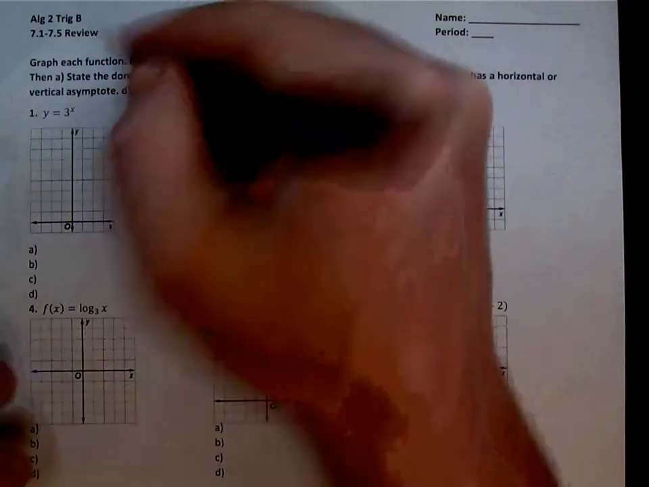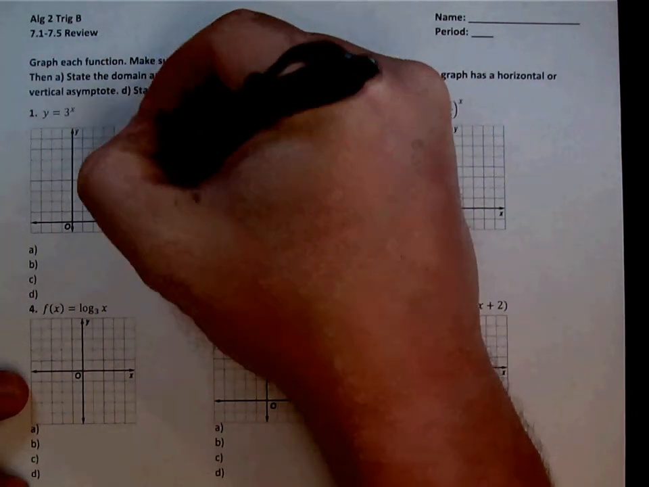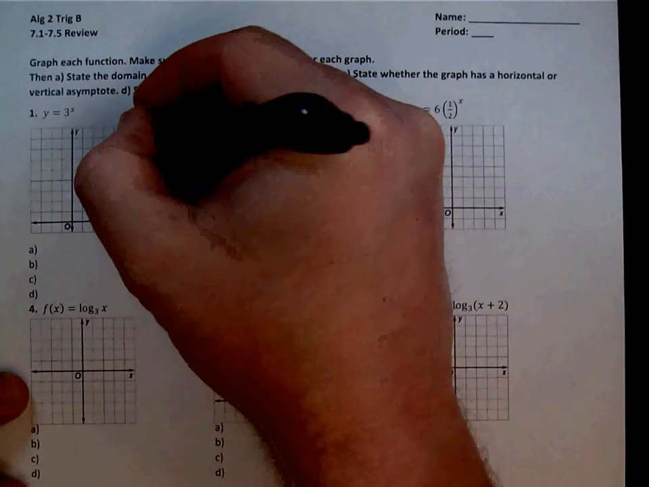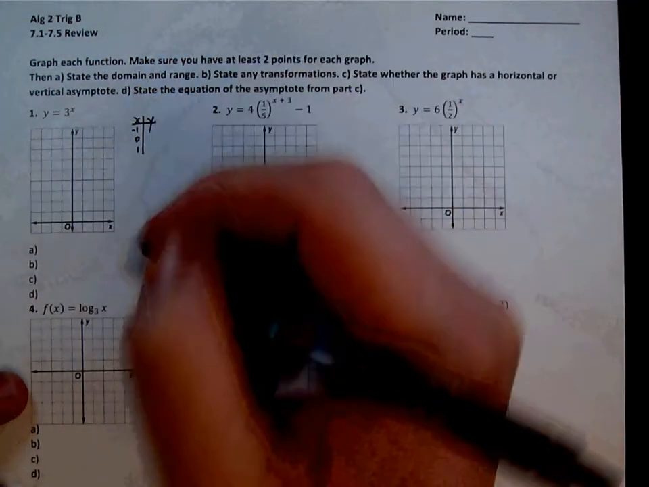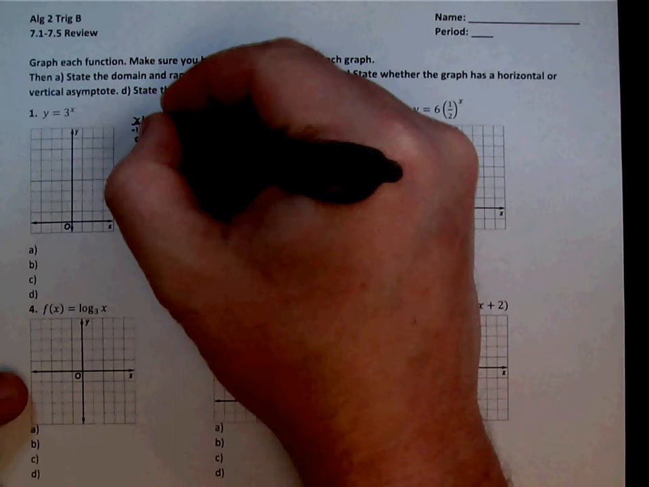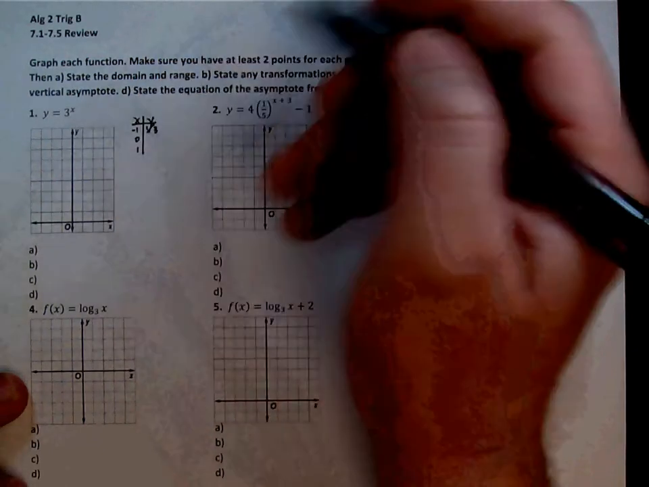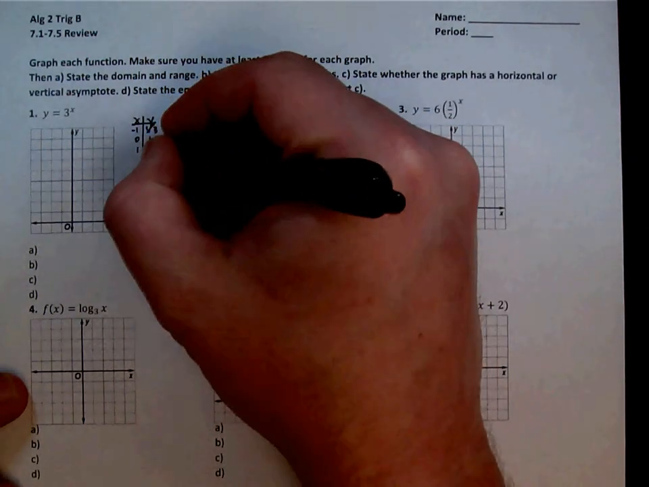Okay, so number one, we're going to make our table of values. It says to use at least 2. I like to use 3, so I'm going to do that. You don't have to, since it says otherwise. 3 to the negative 1 is 1/3, 3 to the 0 is 1, 3 to the 1 is 3.